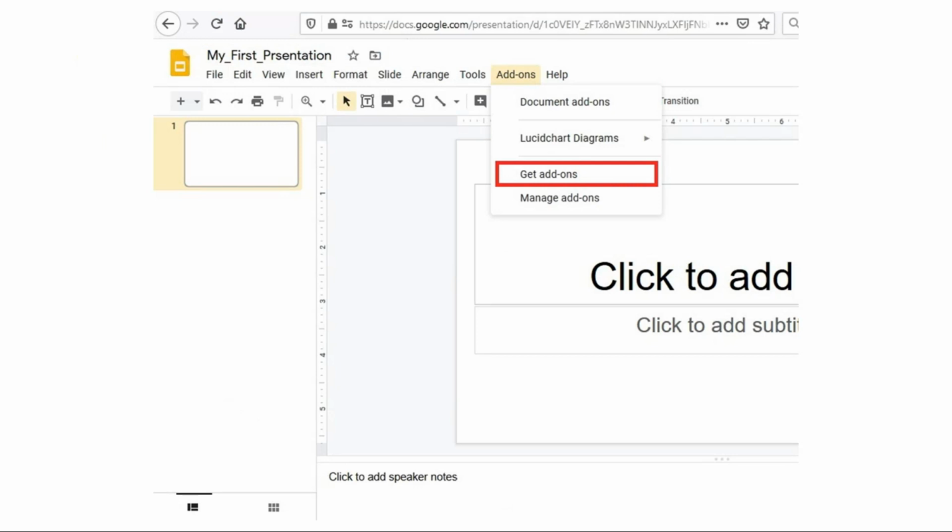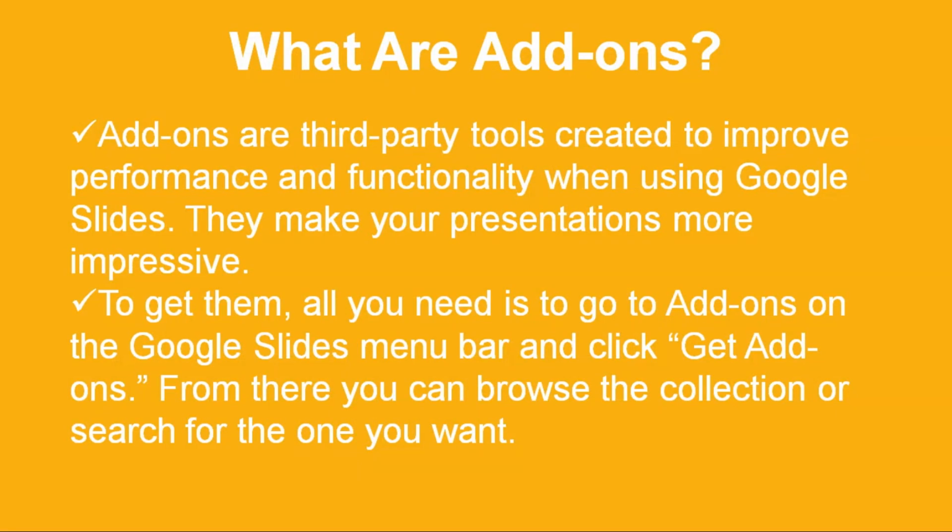One of the best features of Google Slides is the use of add-ons. Now again the question arises, what are add-ons? Add-ons are third-party tools created to improve performance and functionality when using Google Slides. They make your presentation more impressive. To get them, all you need is to go to Add-ons on the Google Slides menu bar and click Get add-ons. From there, you can browse the collection or search for the one you want.